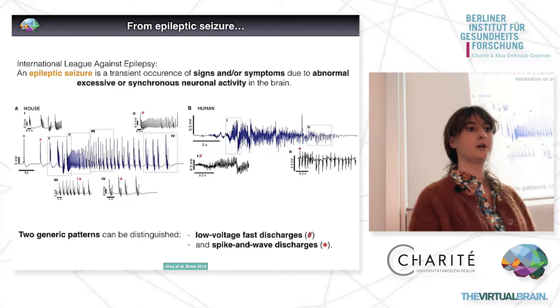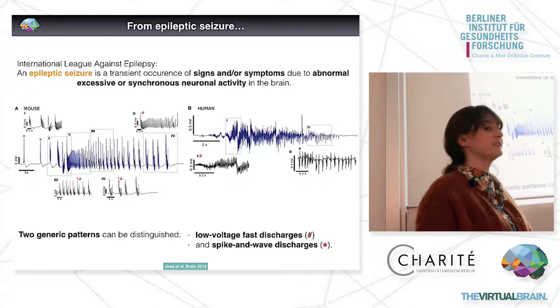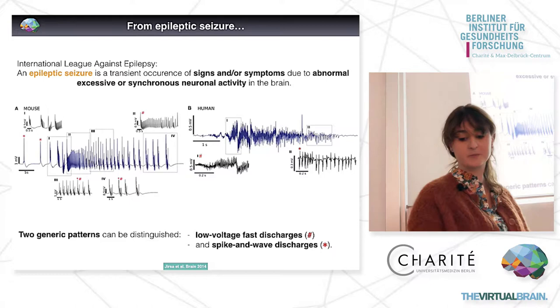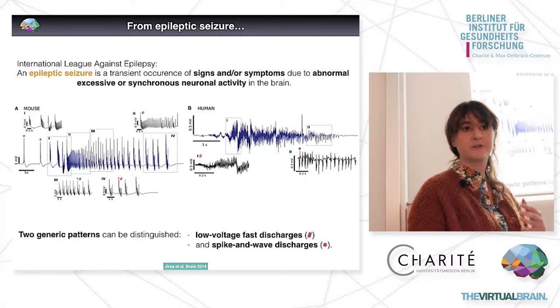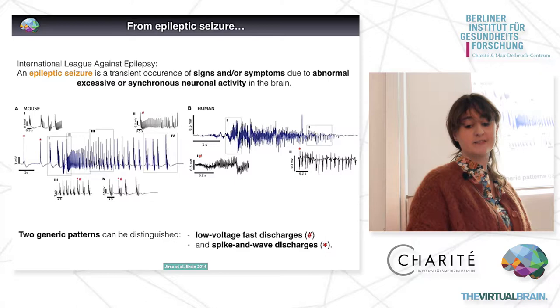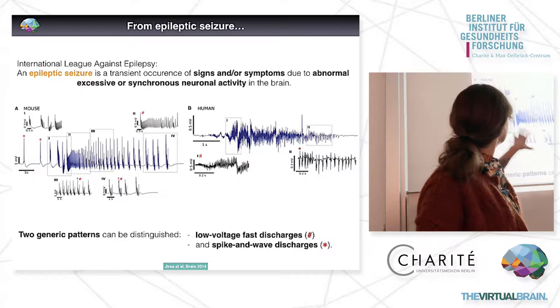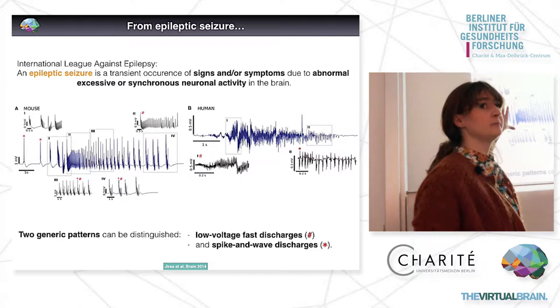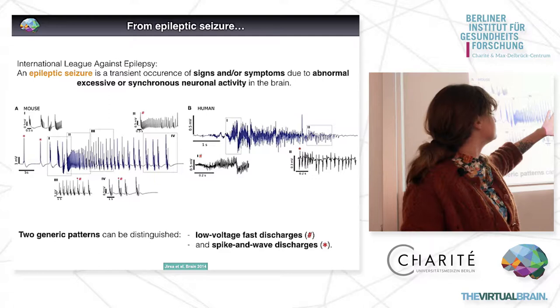An epileptic seizure is a brief period of signs and symptoms, like alteration in behavior, sensation or loss of consciousness, due to abnormal electrical discharge in the brain. You can see such an example here in A, a seizure recording in the hippocampus of a mouse, and on the left a spontaneous seizure in a human, an epileptic patient.